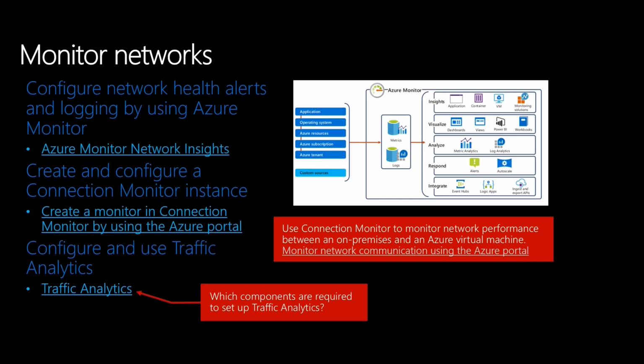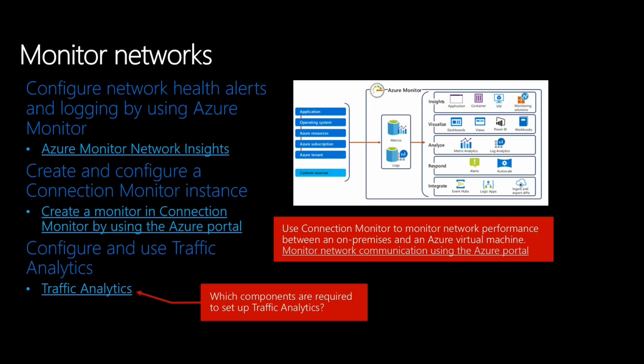There's also a tool called Connection Monitor. The Connection Monitor capability allows you to monitor communication at a regular interval and inform you when the reachability, the latency, or the network topology changes between a VM and an endpoint. For example, you might have a web server virtual machine that communicates with a database server virtual machine. You've got a connection monitor watching that.